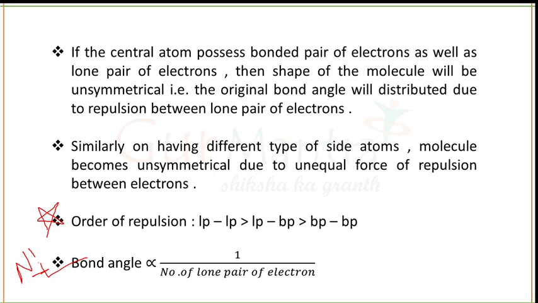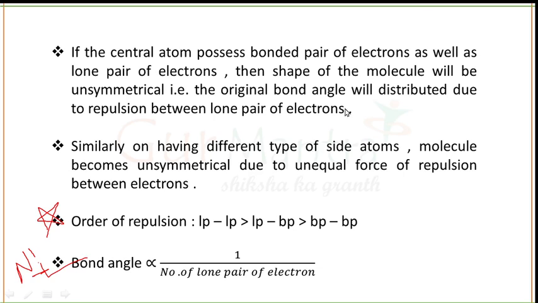Similarly, on having different types of side atoms, molecules become unsymmetrical. If an element has different side atoms, and does not consist of similar types of atoms, then the molecule becomes unsymmetrical, because unequal force will act on the central atom, and this will create a repulsion between electrons.